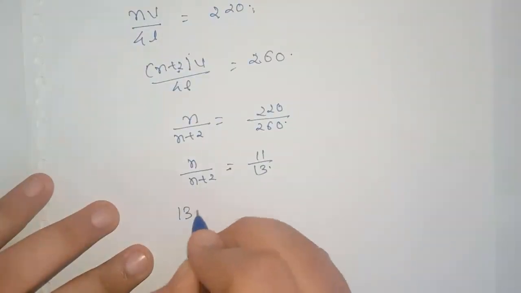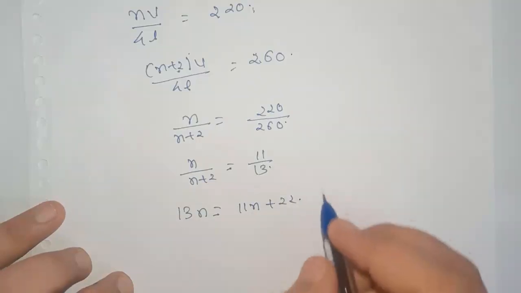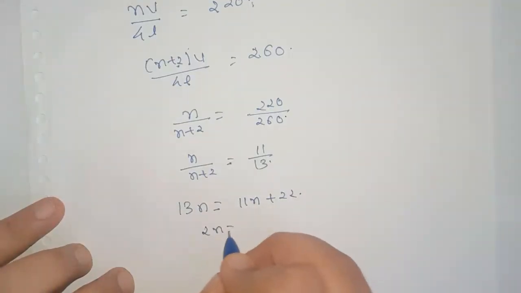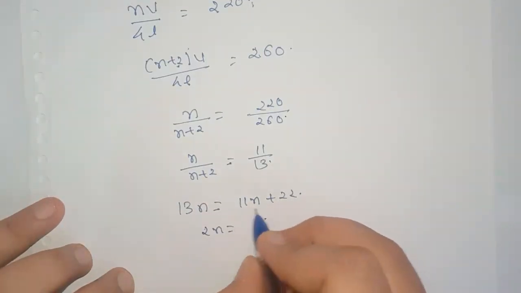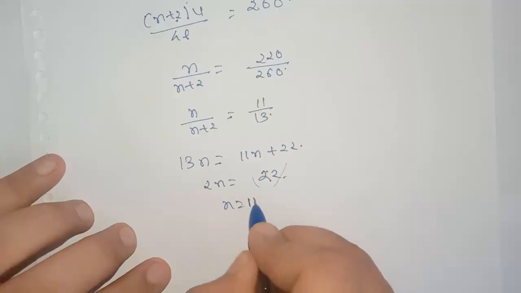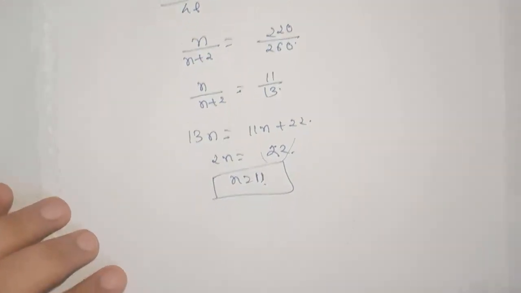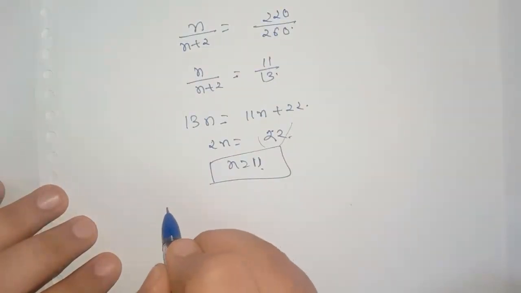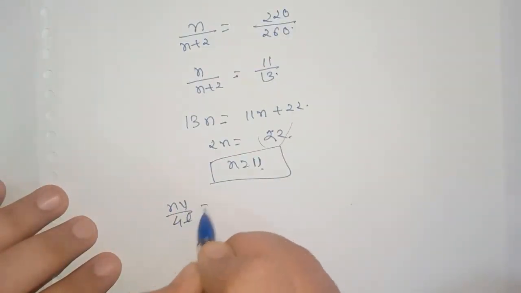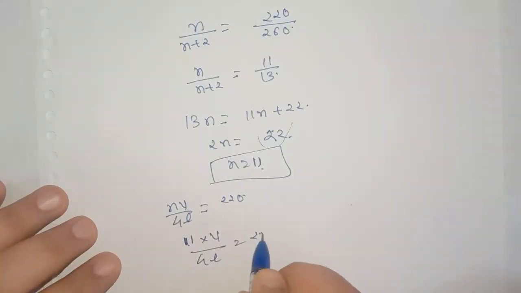So 13N will be equal to 11N plus 22. So 2N is equal to 22. So N will be equal to 11. We want to find the fundamental frequency. Here it is given Nv by 4L is equal to 220. So 11 into V by 4L is equal to 220.